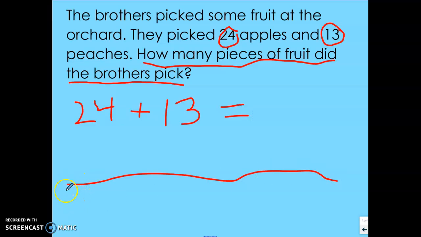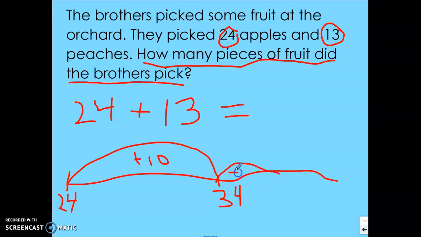And I know that my line's a little squiggly. That's because I'm trying to use my mouse to draw these things. So even though it's a little squiggly, we can still figure out what I'm trying to do here, okay? So 24 plus that magic 10 will give me 34, plus 3 more. 35, 36, 37. So plus 3 more would be 37. 24 plus 13 equals 37. So did it answer the question? How many pieces of fruit did the brothers pick? Sure did. 37 pieces of fruit.